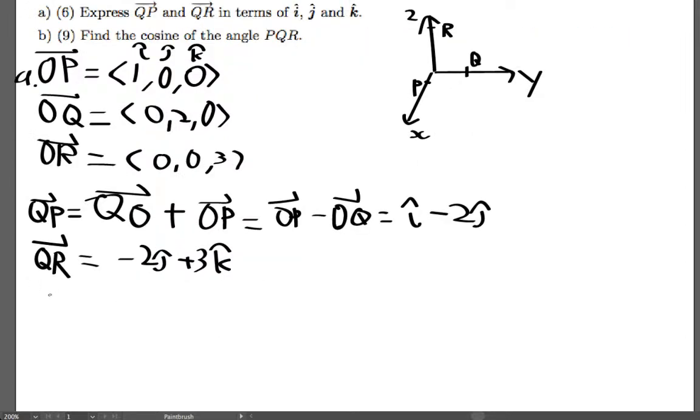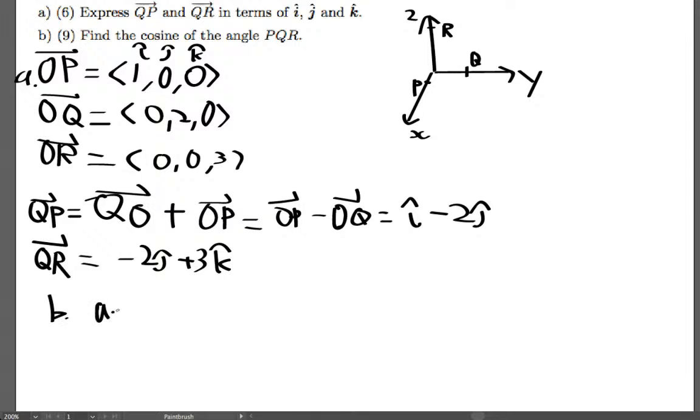Part B is to find the cosine of the angle PQR. All you need to do is find the cosine, but obviously you don't want to use your protractor to measure this, because you could do it a better way. The method you use to find the angle between two different vectors is by using dot products. So here is the theory.